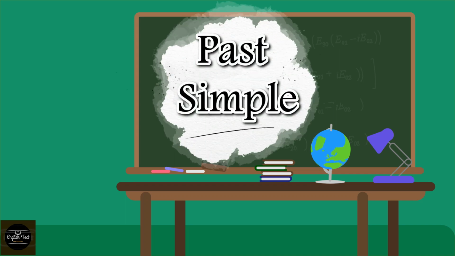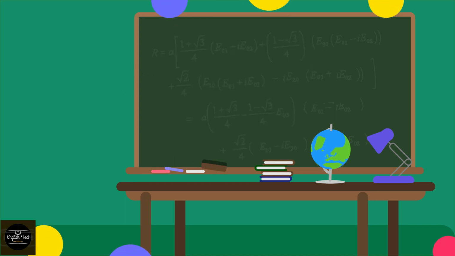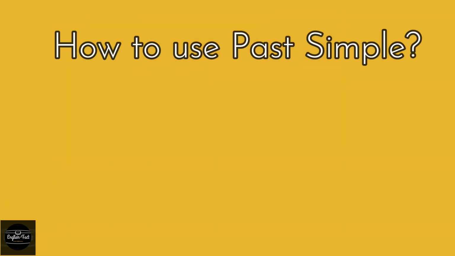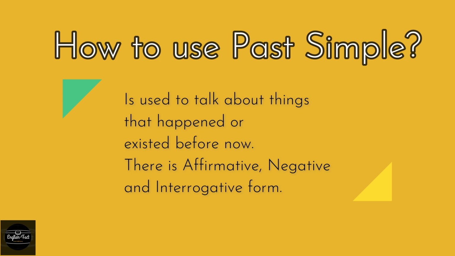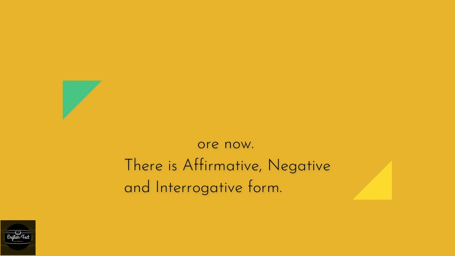Past simple. How to use past simple. Is used to talk about things that happened or existed before now. There is affirmative, negative and interrogative form.